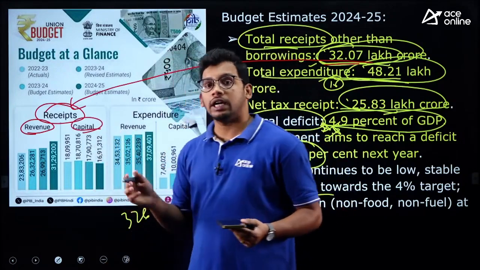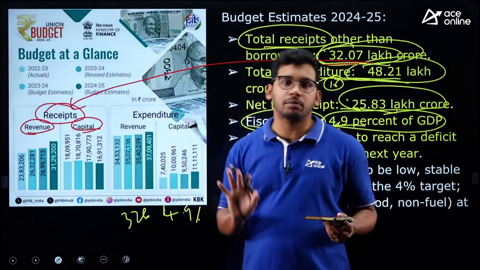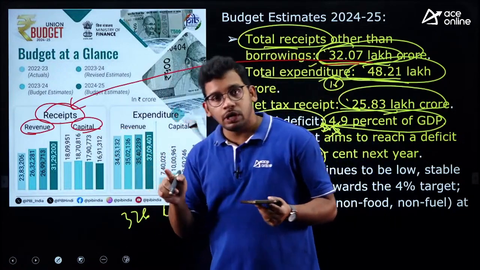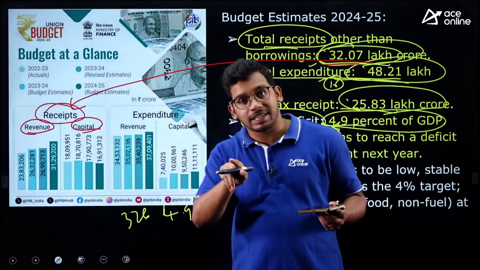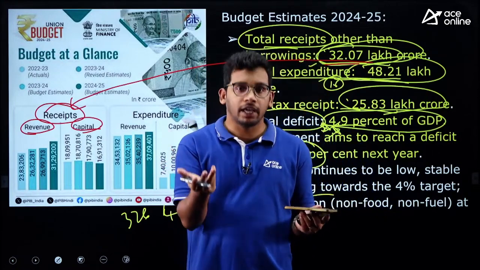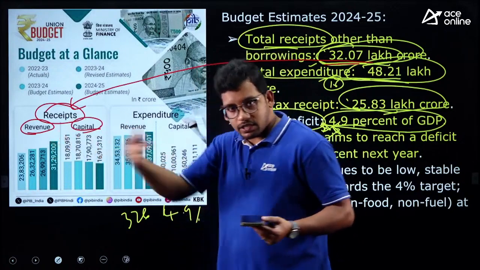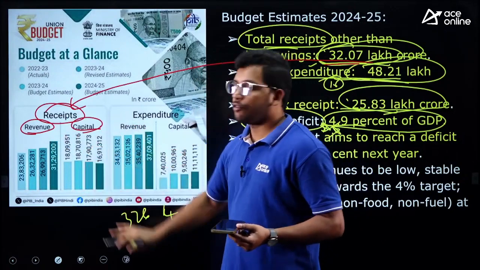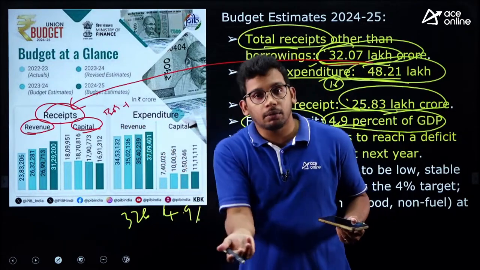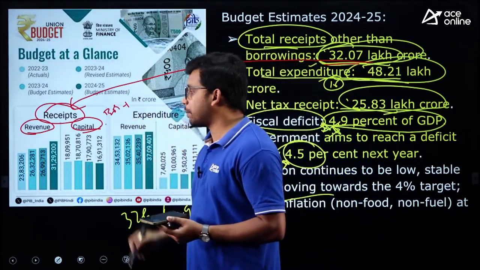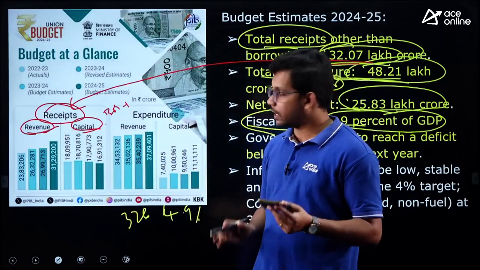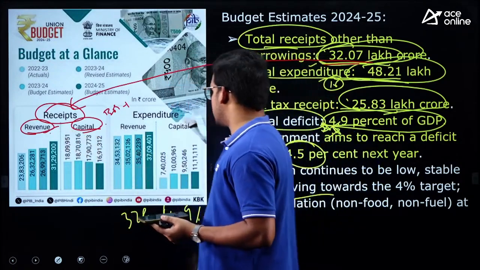Capital receipts include the borrowings of the government, plus whatever money the government has got by selling its assets, like Air India, right. So capital receipts means money received by government from borrowings plus the money that it got by selling off its assets. Revenue receipts means tax, non-tax and all, right. So this is the revenue receipts, fine.